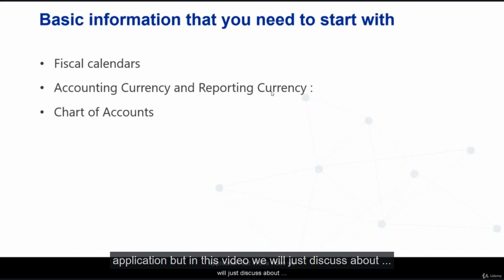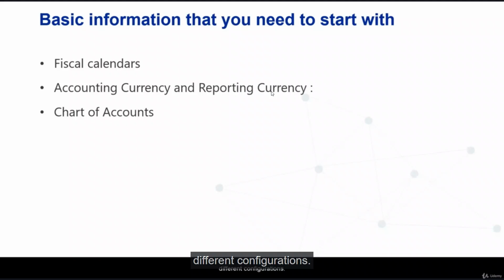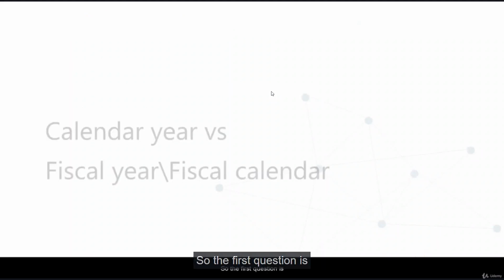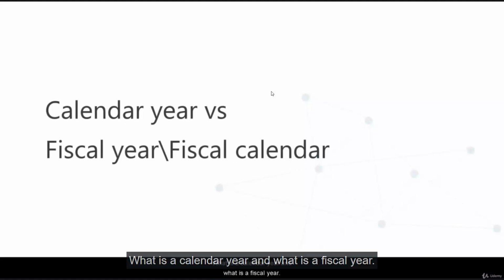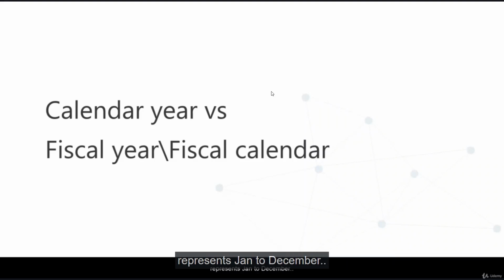But in this video, we will just discuss these different terms and the purpose of these different configurations. All right, so let's keep moving. The first question is, what is a calendar year and what is a fiscal year? I'm sure that you know what a calendar year is. A calendar year typically represents the January to December period, correct?